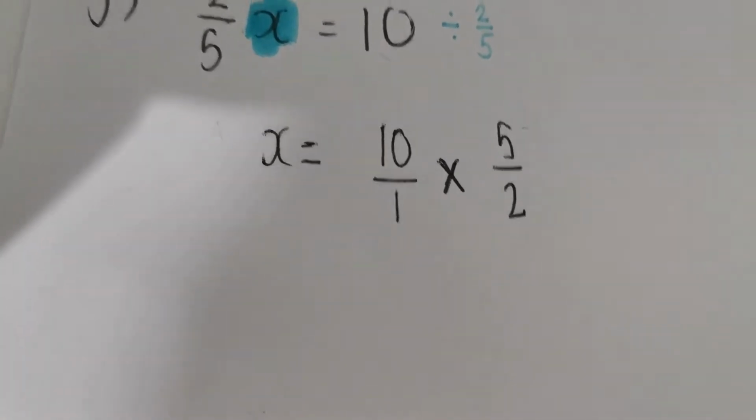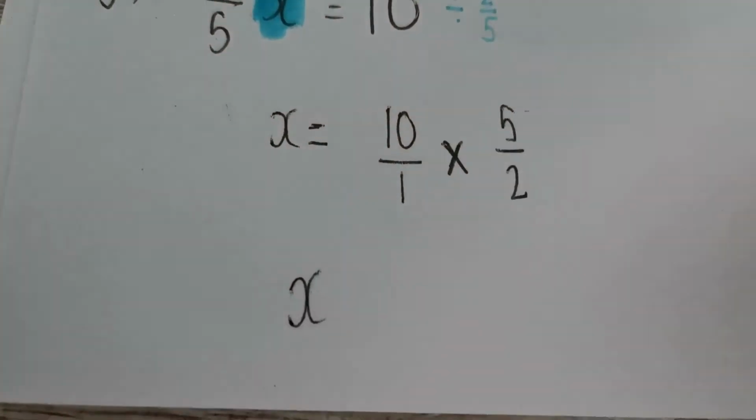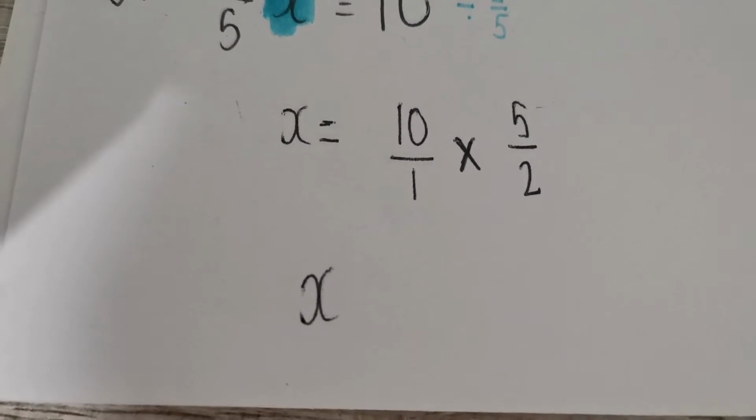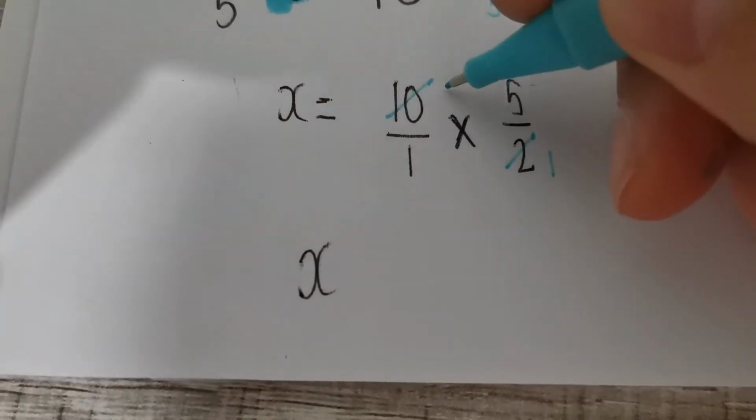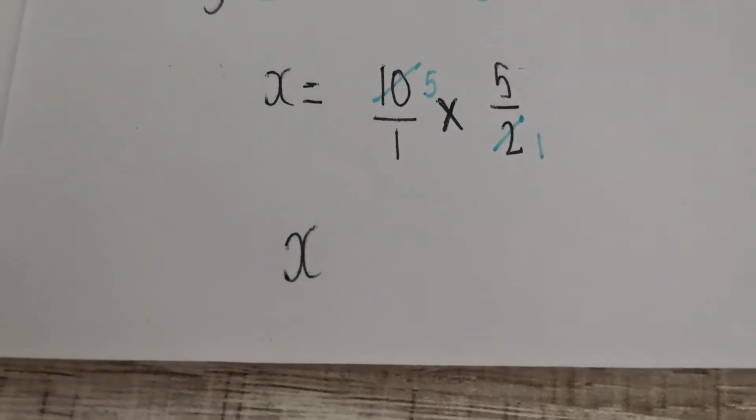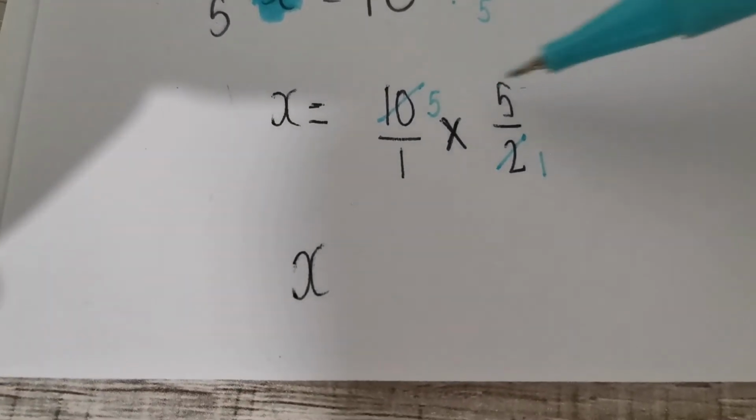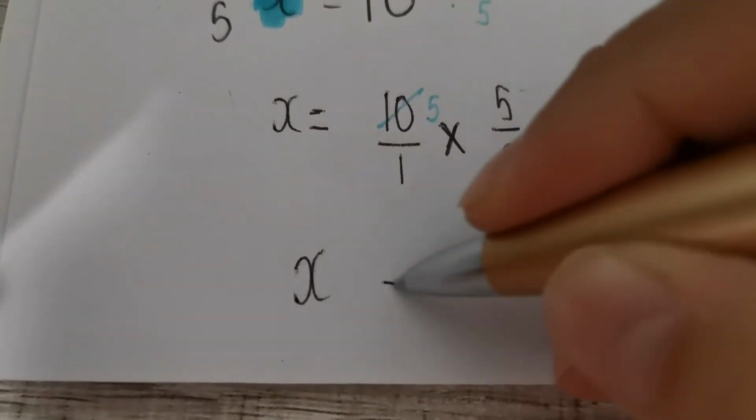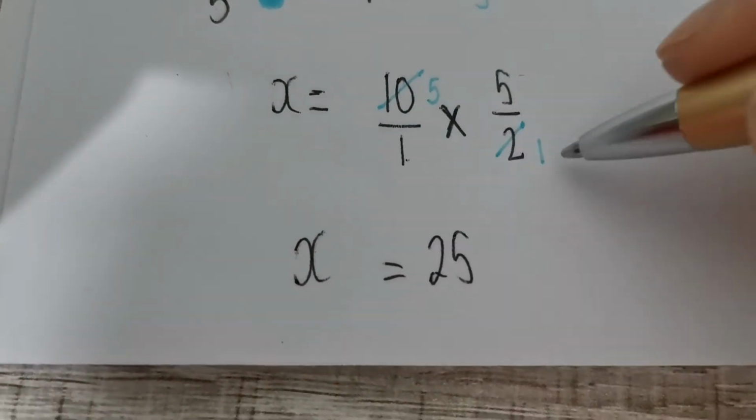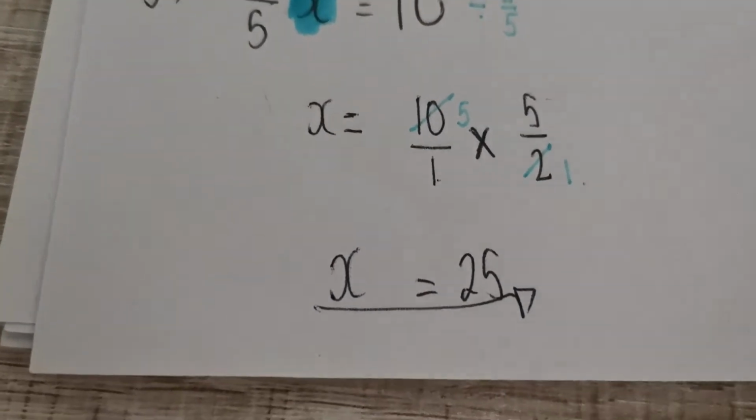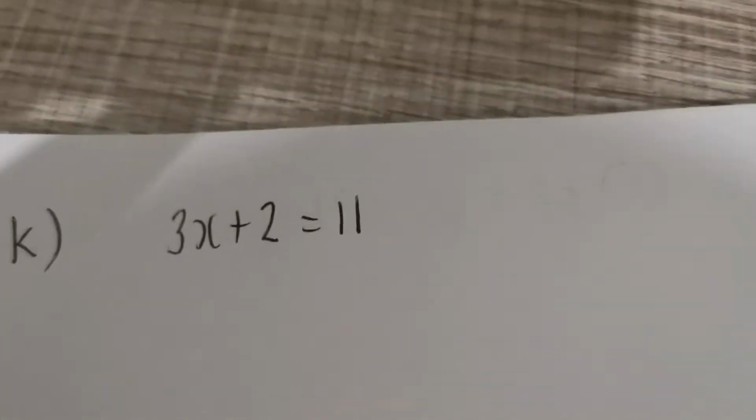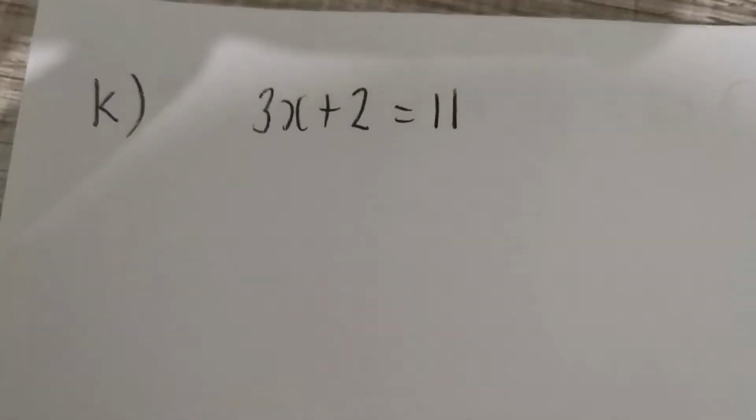Okay, now you have two options. You can just multiply numerator by numerator over denominator by denominator and then simplify, or you can first simplify using that bow tie way. Okay, so 2 goes into 2 once and into 10 5 times. Now there's nothing else to simplify, so 5 times 5, 25, and 1 times 1, 1, and we're done. Alright, we have more.